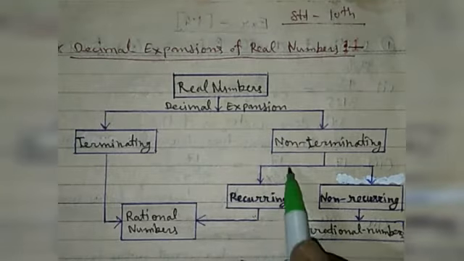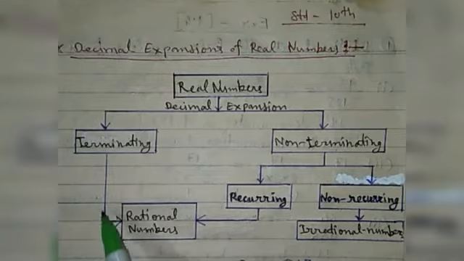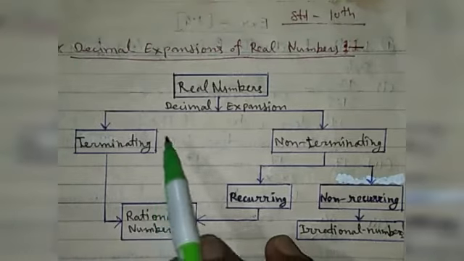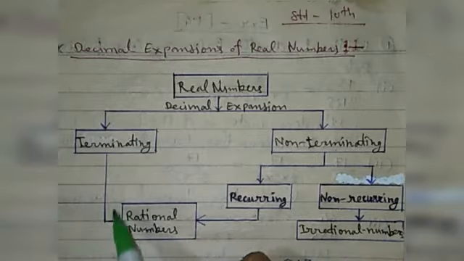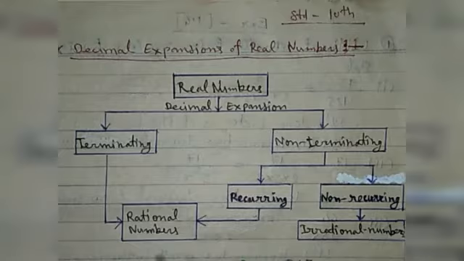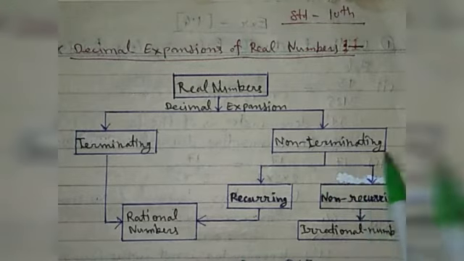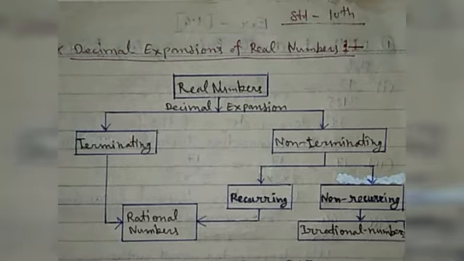If the non-terminating decimal expansion is recurring, then it is a rational number, and a terminating decimal expansion is also a rational number. So these two types, terminating decimal expansion and non-terminating recurring decimal expansion, are rational numbers. Only non-terminating, non-recurring expansions are irrational numbers.